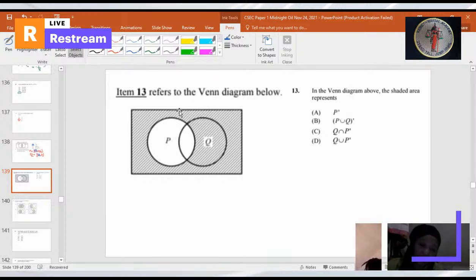And then the rest of the universal set is shaded. So everything outside of P is shaded. So that means it will be P complement. Remember, the complement is what's not in P. So the complement of P is what's not in P. So that will be A. The shaded region represents P complement.